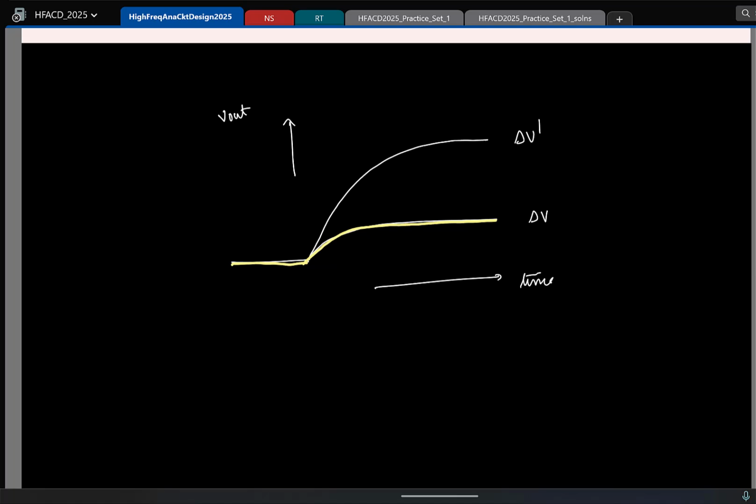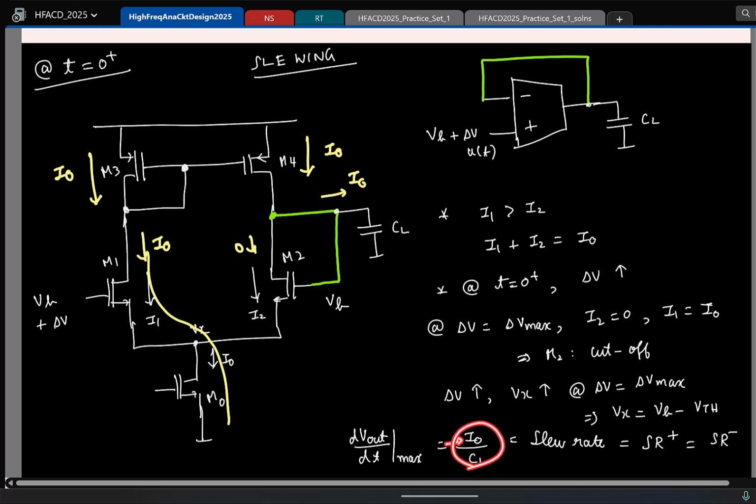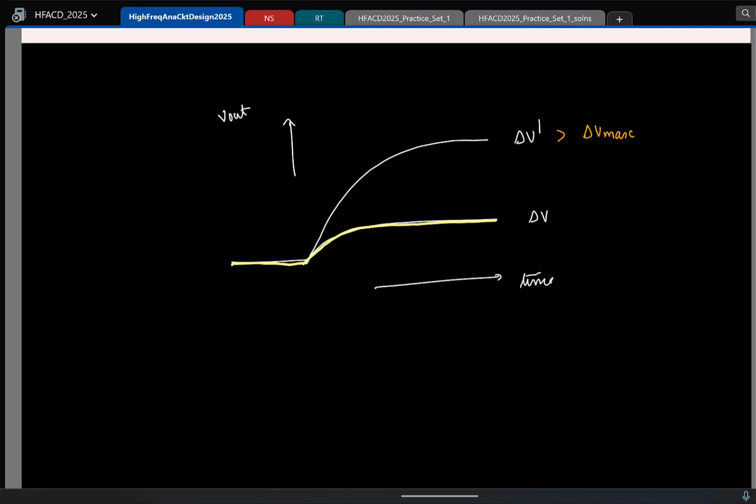Now let us say this delta V prime is greater than the maximum delta V. Which means at 0 plus, the actual current demanded by the circuit is much larger than the current in the OTA. So now the output will no longer follow this exponential behavior. As we saw, the current is constant and that constant current charges the capacitor. So how will the output change? Linearly. So maybe to make it more clear, I'll show it like this. Now the output will change linearly like this.